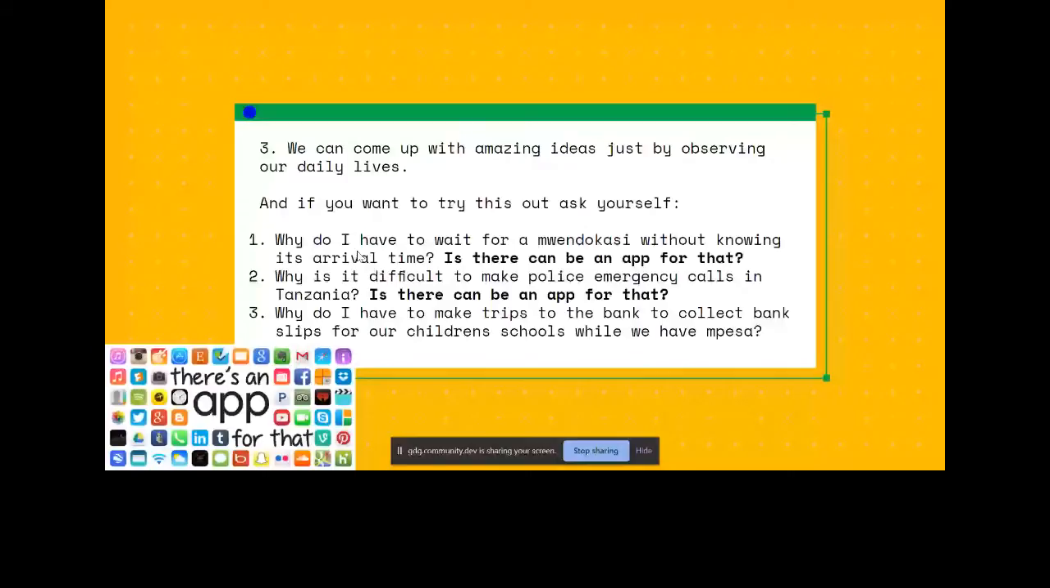And there are a couple of questions. For example, I'll give you just three that I usually asked myself when I was back home on holidays and such. I used to ask myself, for example, why do I have to wait for a Mwendokasi bus without knowing its arrival time? Is there an app for that? Why is it so difficult to get police emergency calls in Tanzania? Right? Is there an app for that?